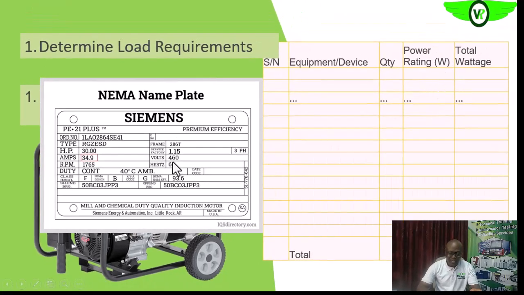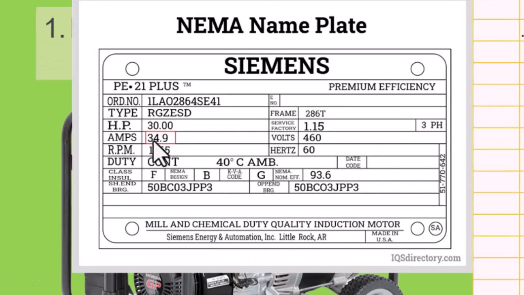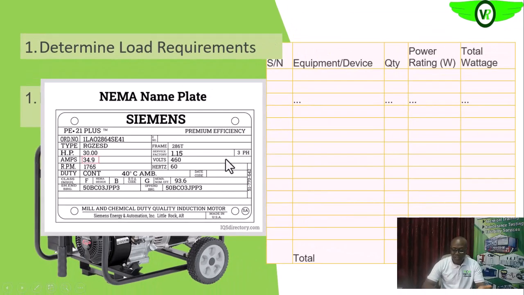Then if maybe you did not have this, you multiply the full load current, which is 34.9 amps, times voltage. Since it is three phase, you multiply with root 3 to give you the wattage, in case you do not have the horsepower or the power rating on such a nameplate.